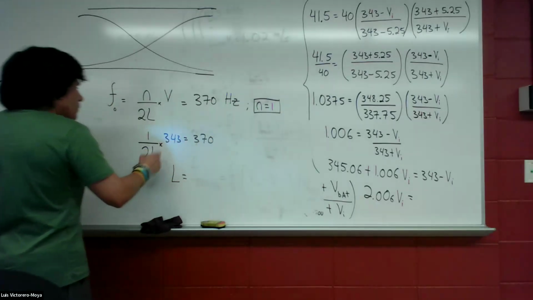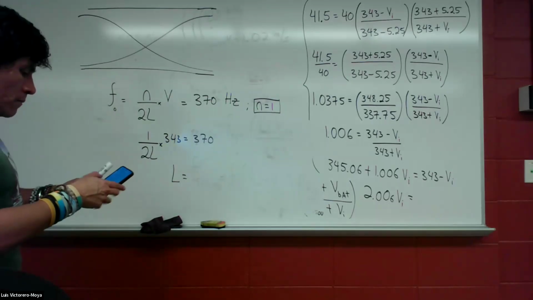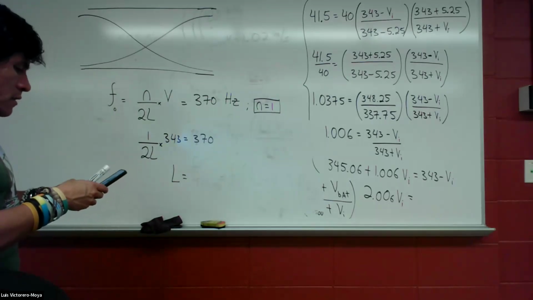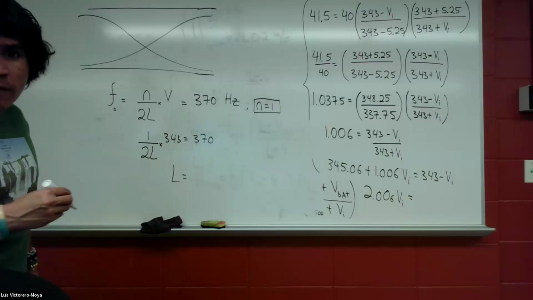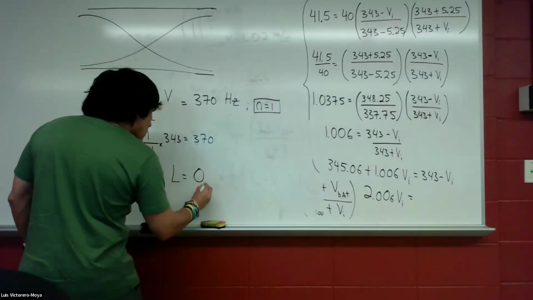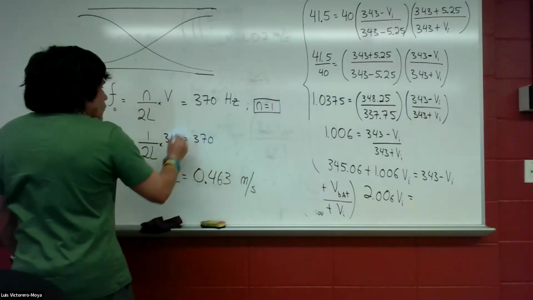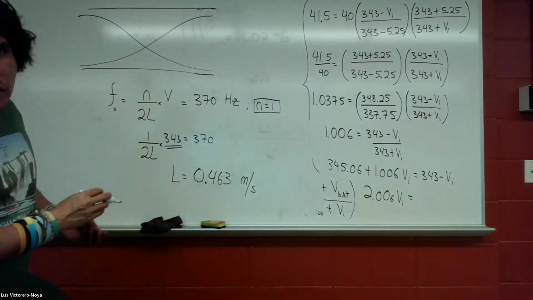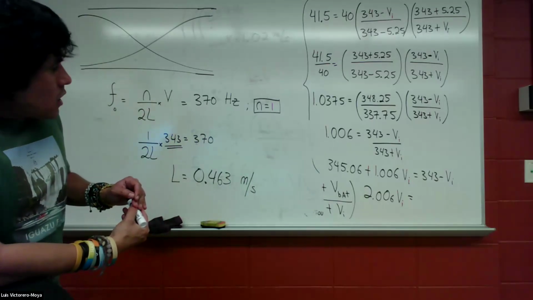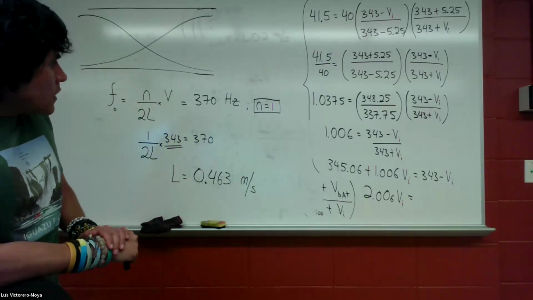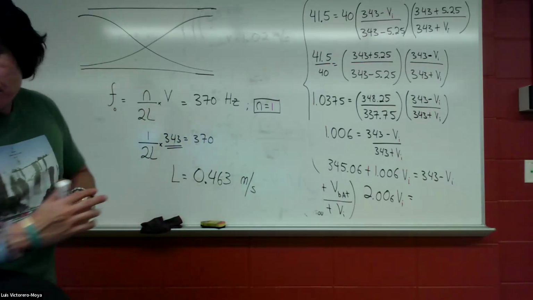So L will be 343 over 370 divided by 2. So 343 over 370 divided by 2. That's about 0.46. Well, that's assuming the speed of sound to be 343. Remember that it can change depending on the temperature. And if they were asking you to find the frequency at the second harmonic or the third harmonic, you just change the value of n.